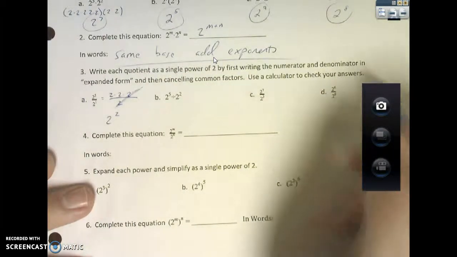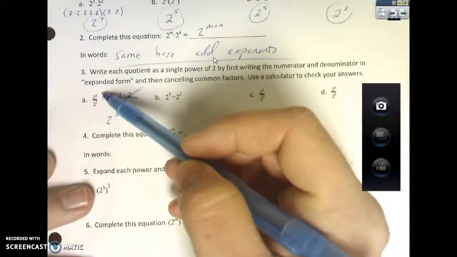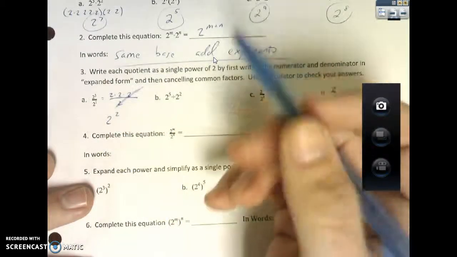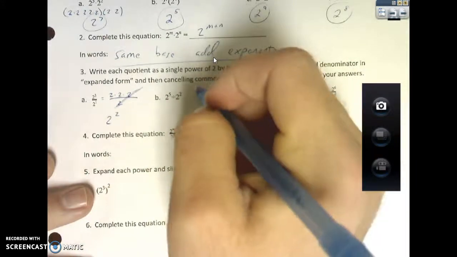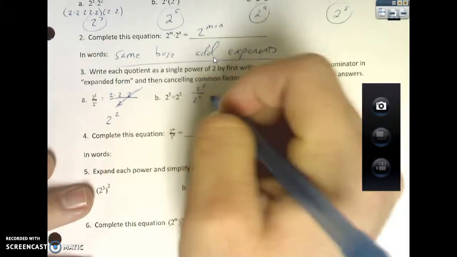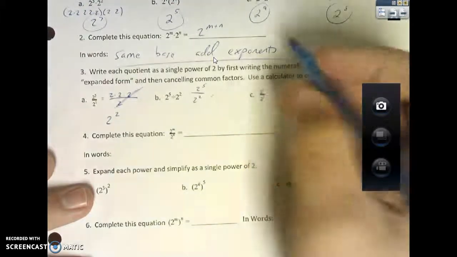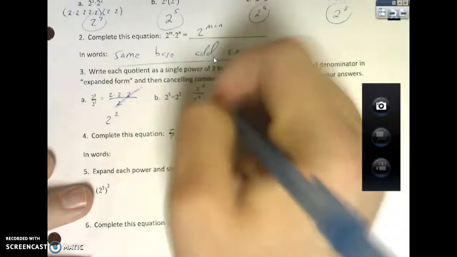Now, the trick here is you can take your top exponent and subtract your bottom exponent from it. So this one's written like so. 2 to the 5th over 2 squared. What's 5 minus 2? 2 to the third.